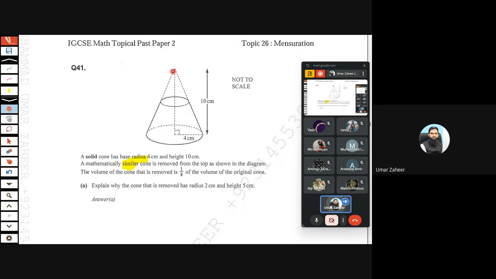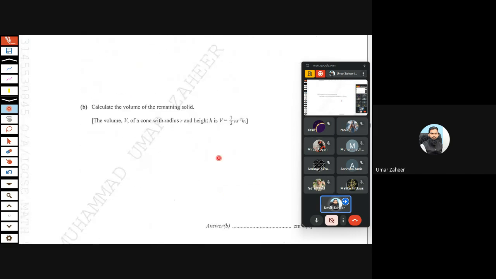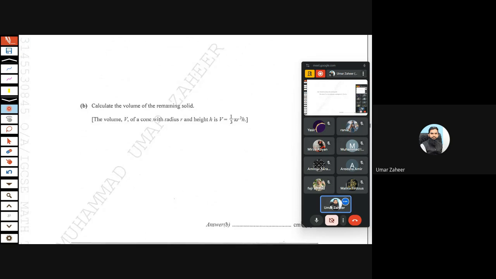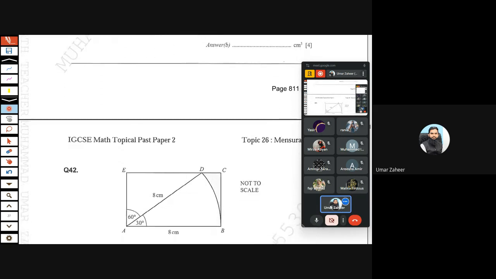in this picture, basically, you have to find the area of the bigger cone, and you need to find the area of a smaller cone, and you will get the height by using the similarity concept. We have not done it yet. Okay, the next will be 42.